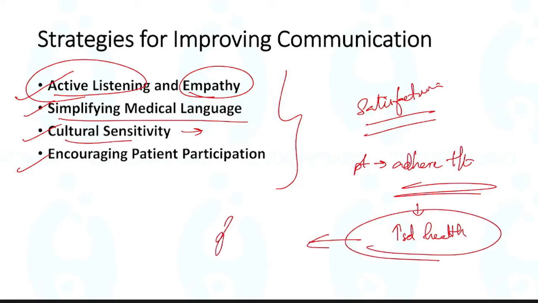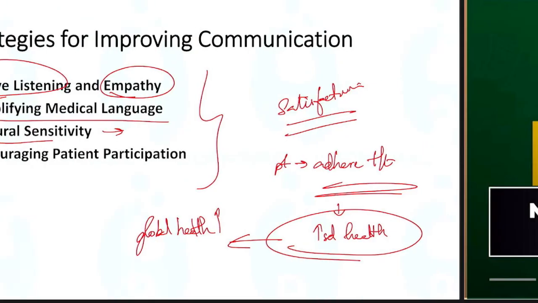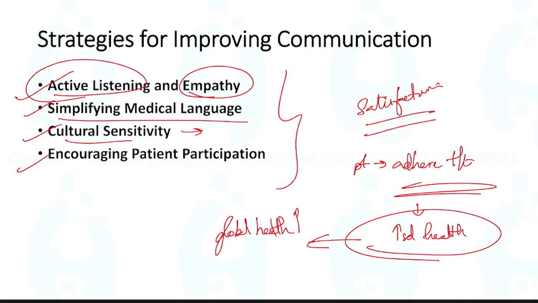And if that is done globally, the global health will also increase. The healthcare system should be patient-centered care. So here this effective communication is very important. Fine. So with this we finish the communication process of this chapter.